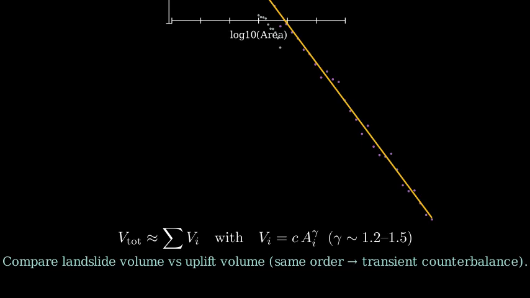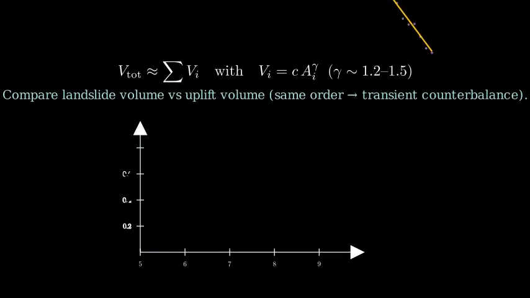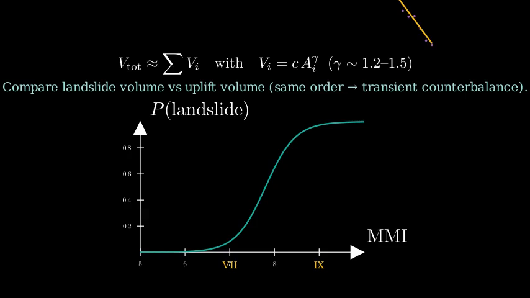We relate landslide density to shaking intensity with regression. Here is a logistic style curve versus MMI, with thresholds near 7 for onset and 9 for near saturation. We also often cite a PGA threshold around 0.15 to 0.2 G for widespread landsliding.